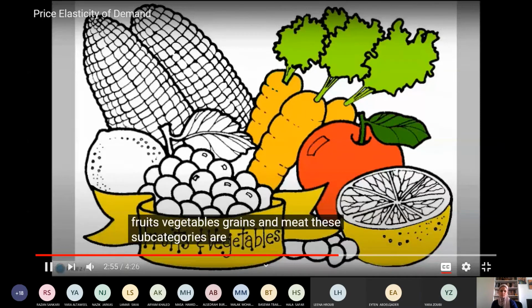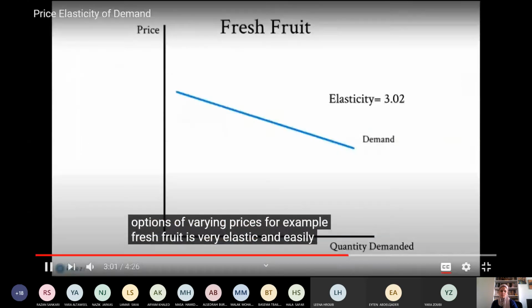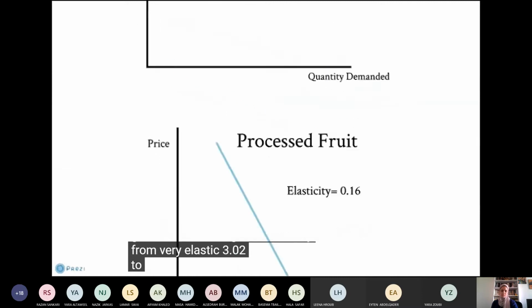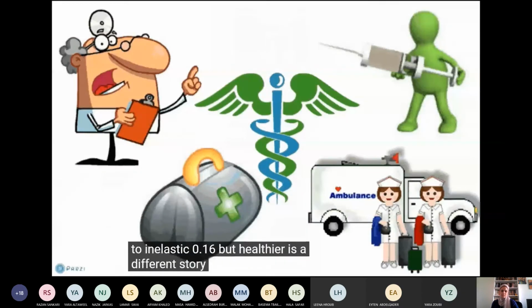And meat. These subcategories are filled with many options of varying prices. For example, fresh fruit is very elastic and easily substituted by a cheaper processed fruit. Because of this variation, something as generic as fruit ranges in elasticity from very elastic, 3.02, to inelastic. So if they increase the price for meat, people will go and eat chicken. They increase the chicken, people will go and eat fish. They increase the fish, they will eat tuna. They find substitution. So it is very elastic, although we cannot live without food, but it is an elastic product because we can substitute it. 0.16. But healthcare is a different story.